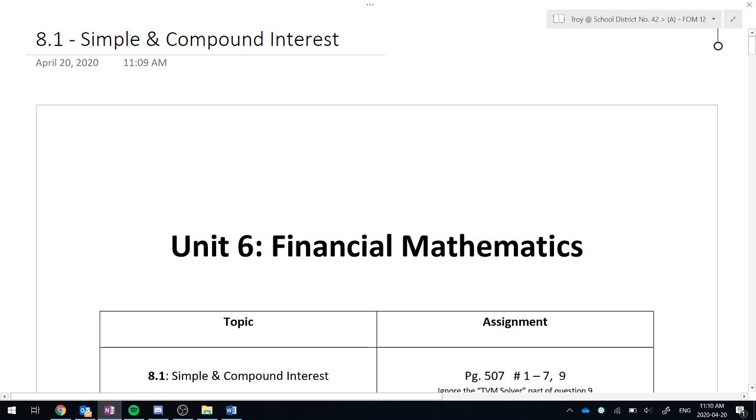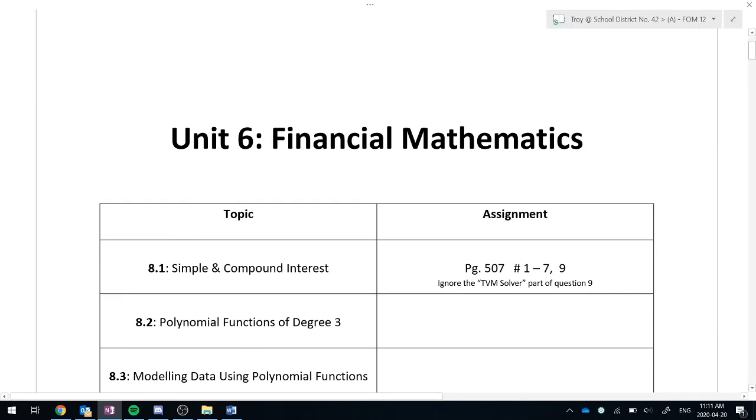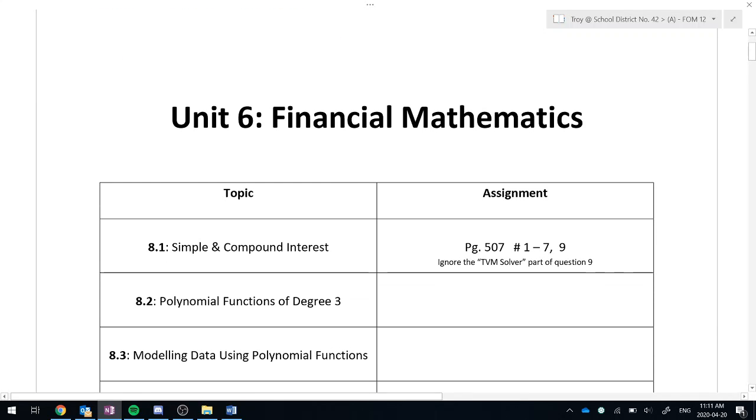Hello everybody. So as you can see, we're going to skip over the last little bit of the last section to go into Unit 6, which is going to be Financial Mathematics. So we're going to start into Section 8.1 today, and we'll probably only get through half of it, probably less than half of it, and then we'll do the rest next week. Okay?